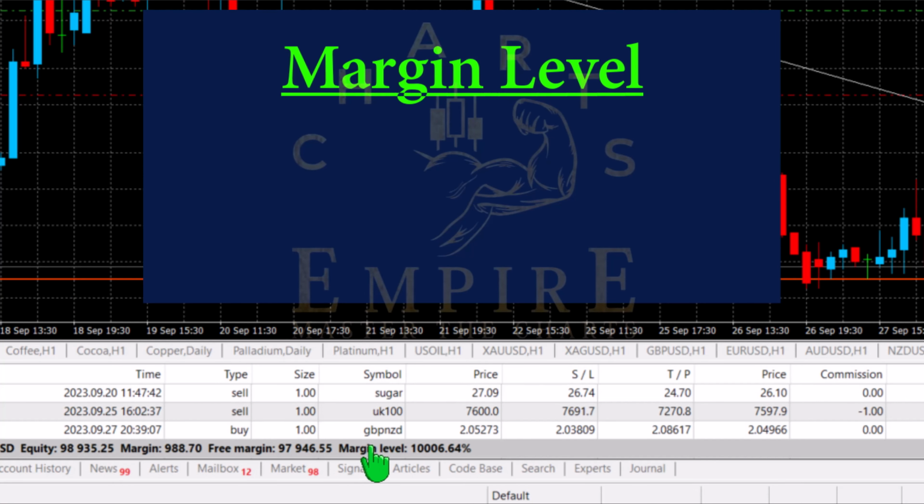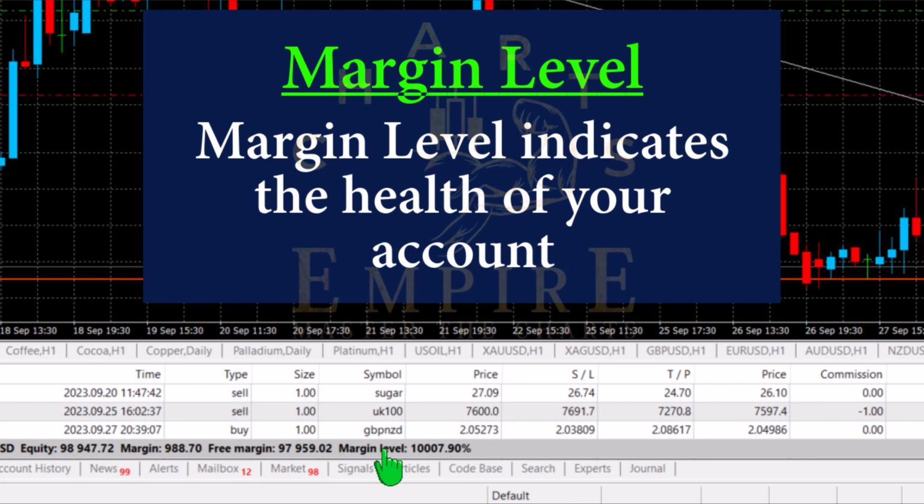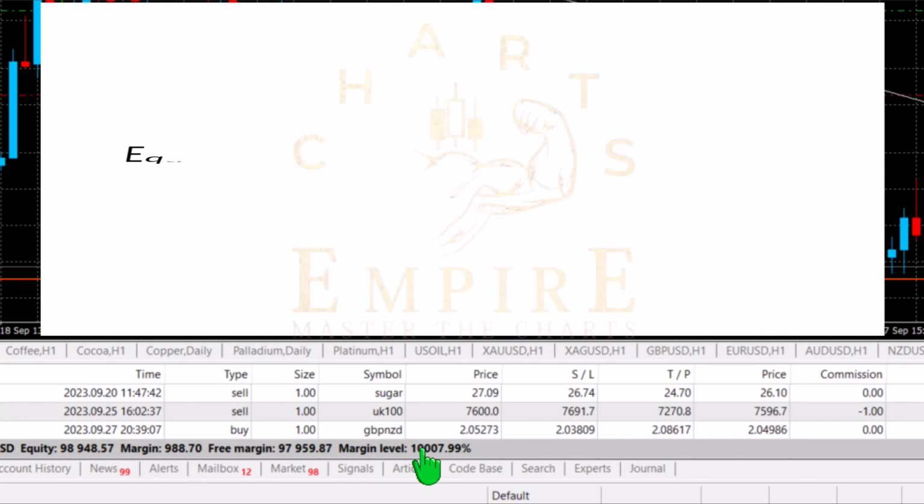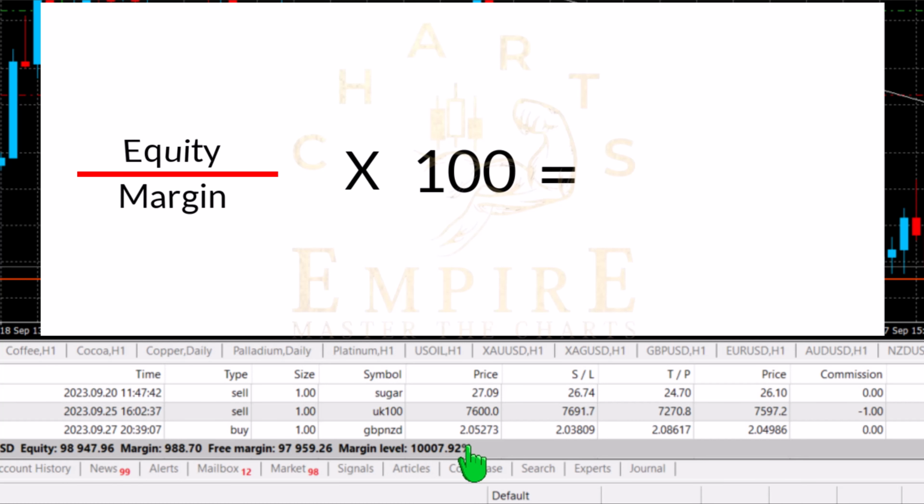5. What does the margin level on your trading account terminal mean? Margin level indicates the health of your account. It is the ratio of equity to margin, calculated by the following formula: equity divided by margin multiplied by 100 equals your margin level. It is indicated in percentage.